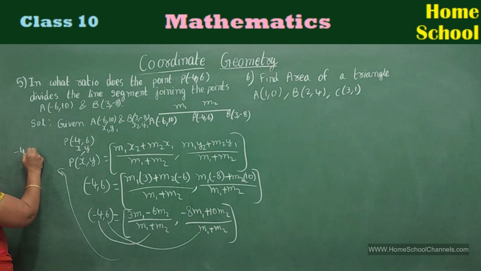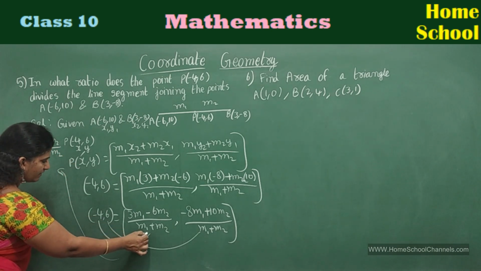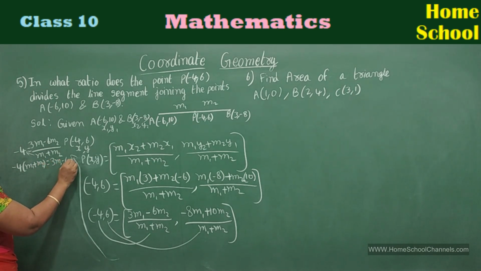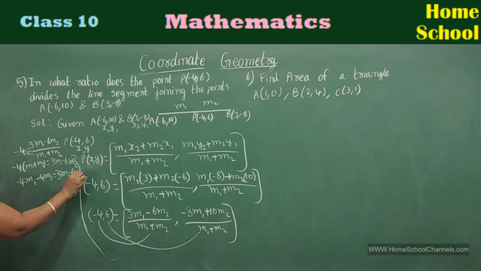-4 is equal to (3m1 - 6m2)/(m1 + m2). Look here, this value and this value equate. Cross multiply. -4 into (m1 + m2) is equal to 3m1 - 6m2, right? Now this one multiply: -4m1 - 4m2 is equal to 3m1 - 6m2.